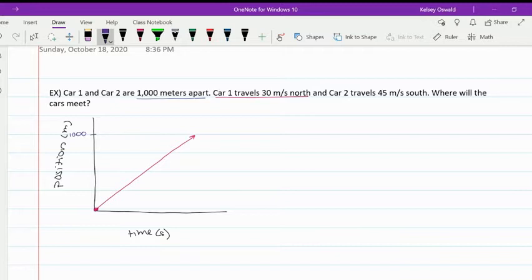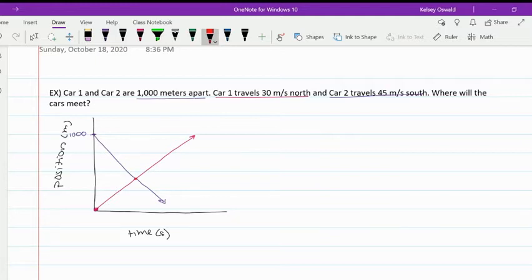Okay? The other thing to keep in mind here is that car 2 is traveling in the opposite direction. So we need to show that in our graph by having a slope of opposite sign. Here our slope is going to be negative to show that car 2 is traveling south. Since it's traveling at a faster rate, our slope for car 2 is going to be a little bit steeper than what we saw for car 1. Our end goal is to find where the two cars will meet. So what is this position right here where our two cars intersect?